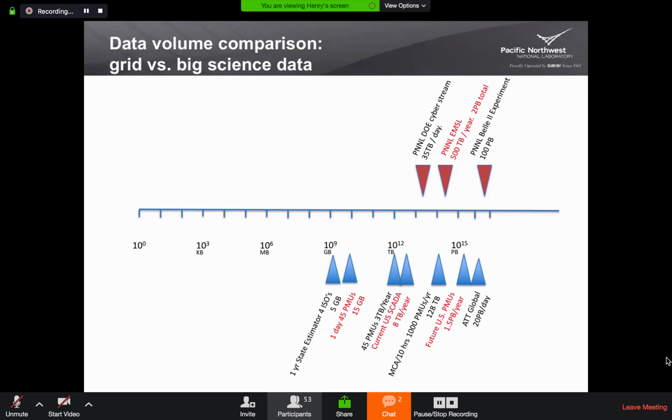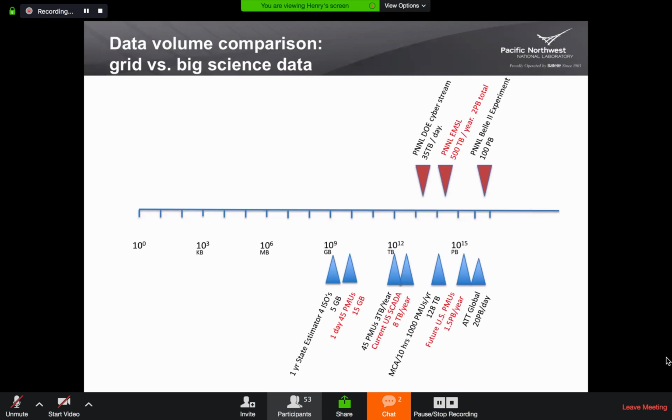Now in the power grid area, we are catching up. We're not quite at that 100 petabyte level, but over the years, as you see at the bottom of the picture, in the old days, we didn't talk about SCADA measurement and state estimation. It's only at the gigabyte level. You talk about PMUs, 45 PMUs in one day is again tens of gigabytes. You get more and more PMUs in the system. If you have PMUs everywhere in the power grid at transmission level, it will be petabytes per year. And compared to AT&T, global data is a petabyte a day. So we are getting to the level of these bigger data challenges.